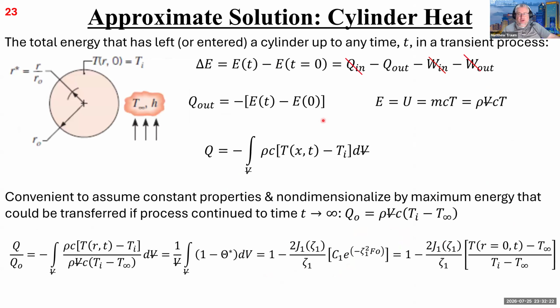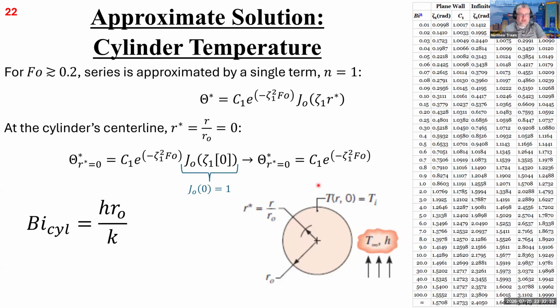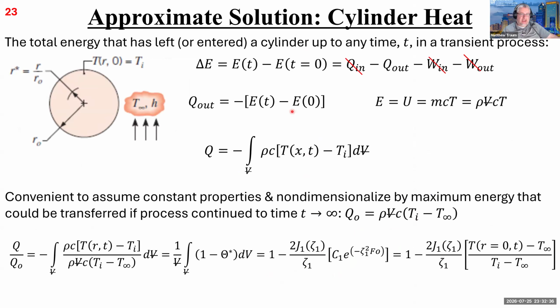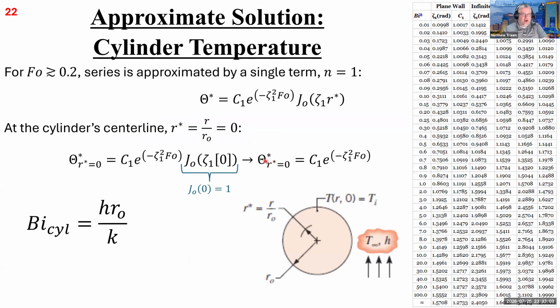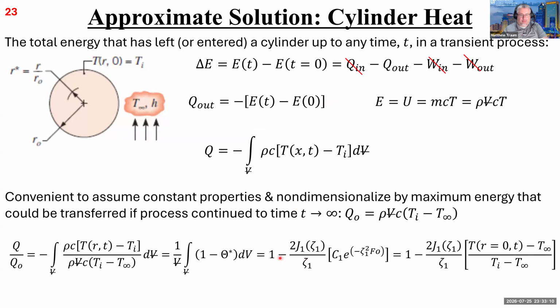Okay, and you can do the same thing that you did for the plane wall for the cylinder in terms of heat, right? Because this is now the temperature field solution. So we're interested in how much heat we can absorb. So same story, right? Apply the first law of thermodynamics now to our cylinder. And then we're going to do the same thing we did before, non-dimensionalize the heat by the total heat that could be absorbed if we let this cylinder soak for an infinite amount of time. Here's that ratio. We do the integration. The only thing that changes in the integration is that this theta star is now the theta star for a cylinder instead of a plane wall.